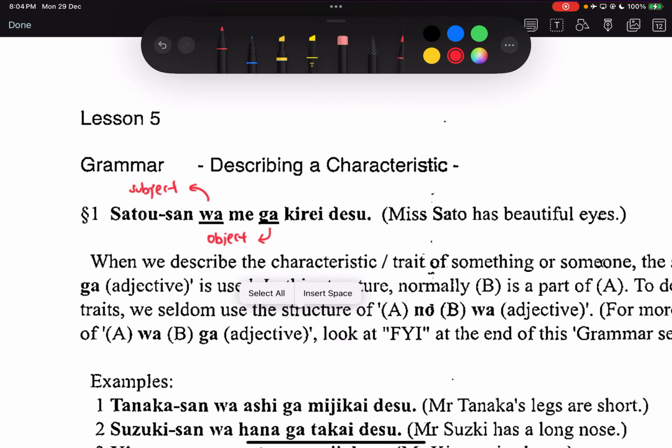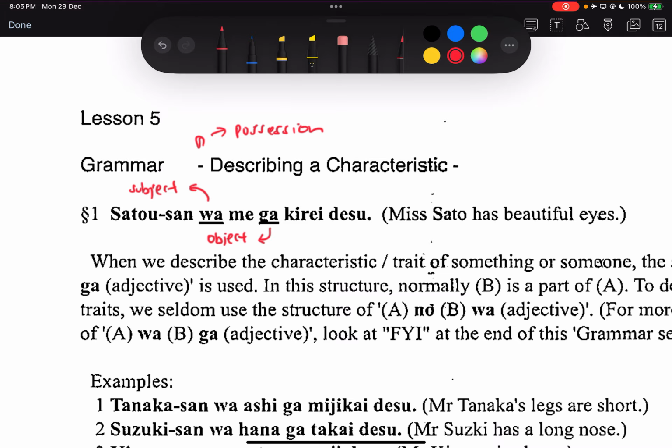But when we say no, literally we're saying that the object is her eyes are pretty. Very subtle difference, but still both are the same meaning. Just very small slight differences. Okay, so no or wa in this case, honestly, both are acceptable. Just that wa will say the subject, no will show the possession.